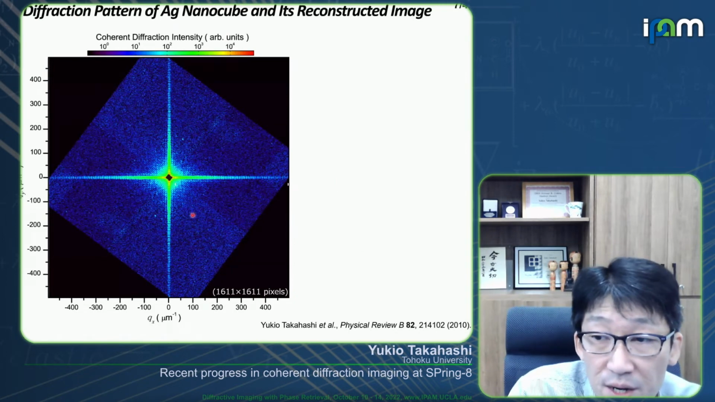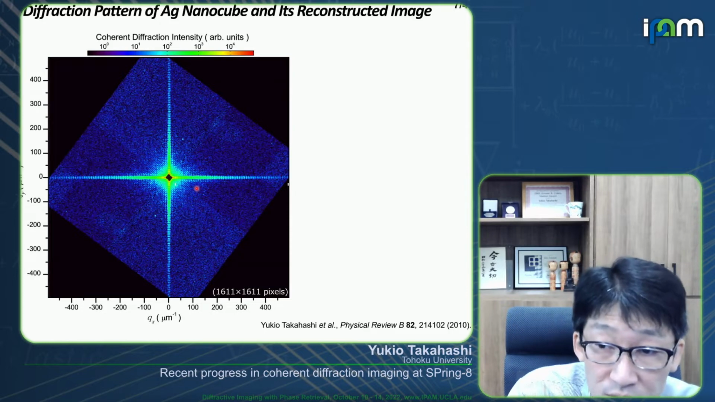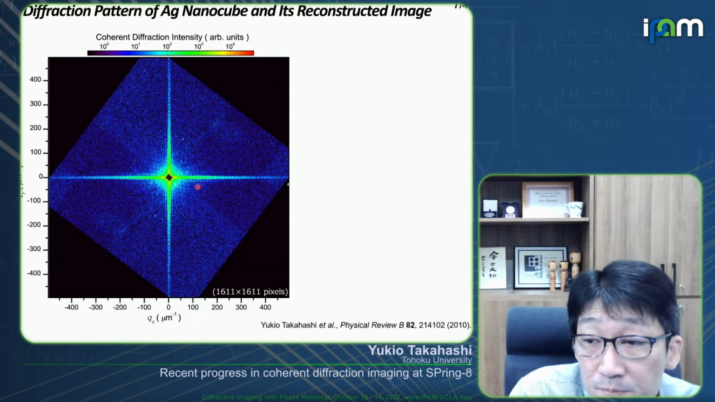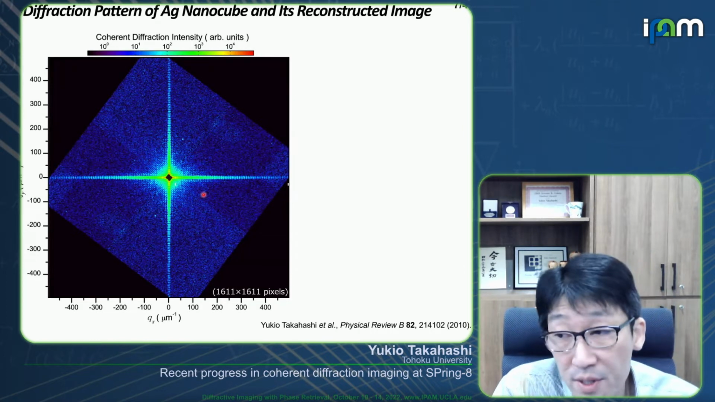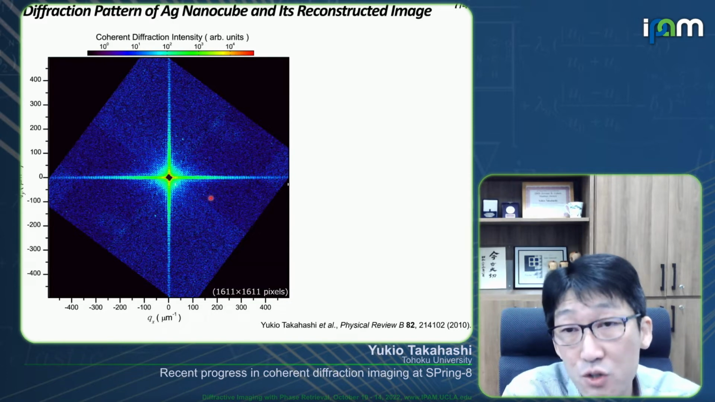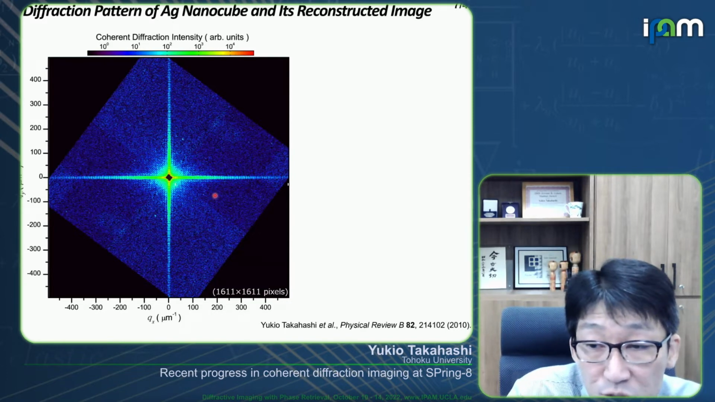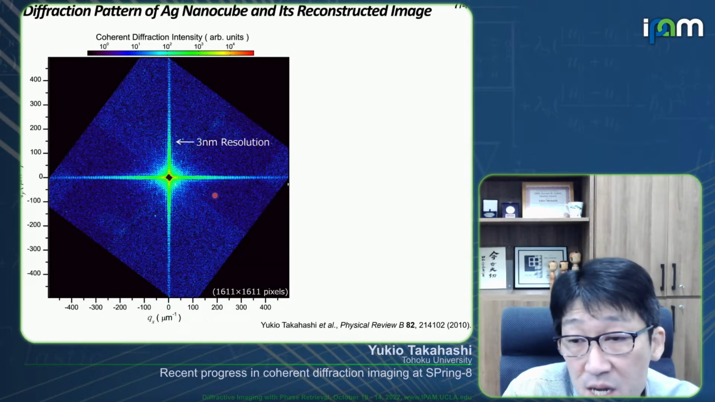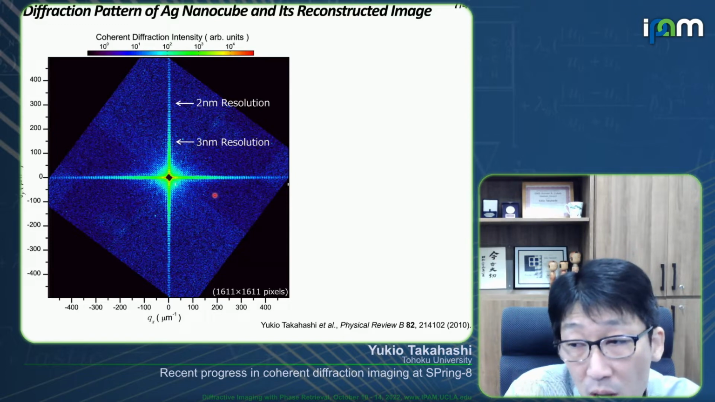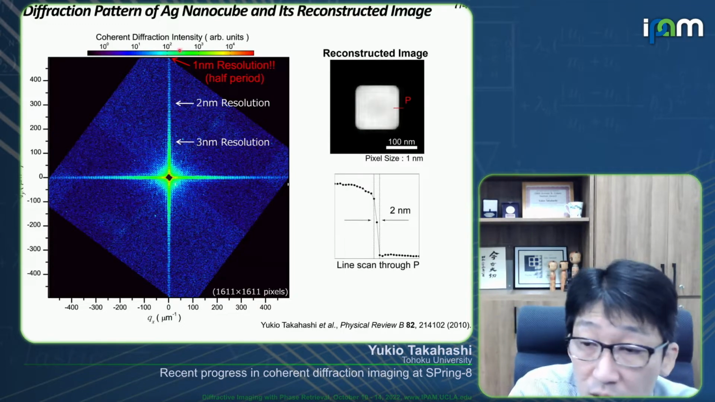You can see a very clear cross-shaped pattern, which is due to the cubic shape of this nanoparticle. You can see a similar pattern in general optics textbooks. That is Fraunhofer diffraction of a square aperture. We estimated the structural resolution resolved by X-ray diffraction: 3 nanometers here, 2 nanometers here. The highest Q speckle pattern was observed at 1 nanometer half-period resolution, although it was a little bit noisy.